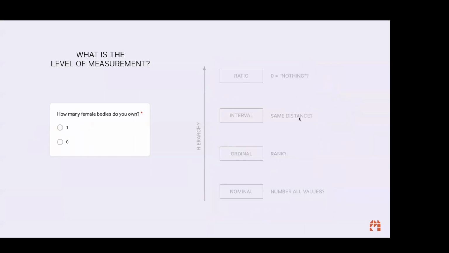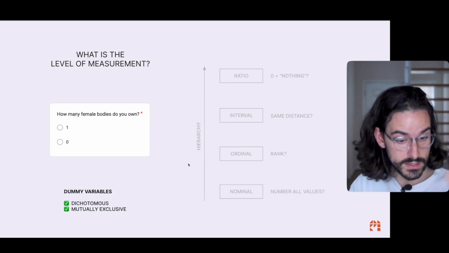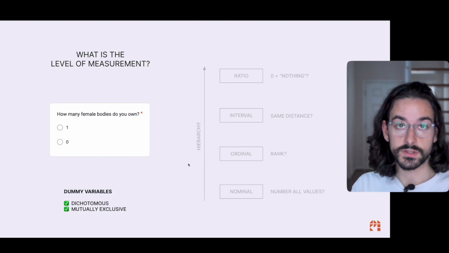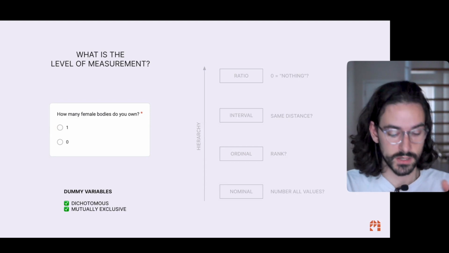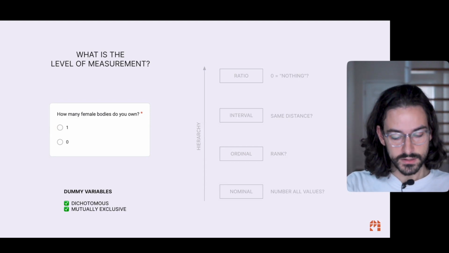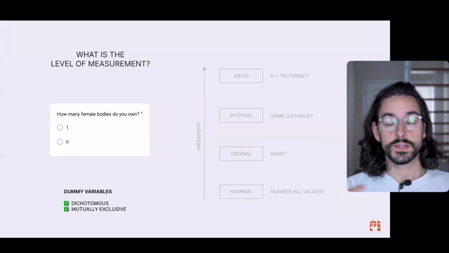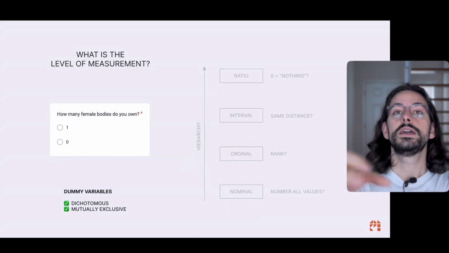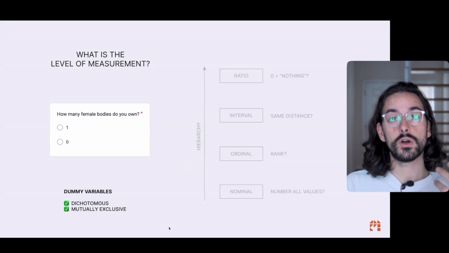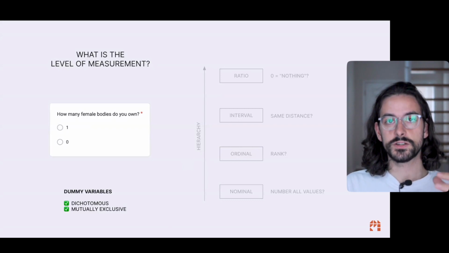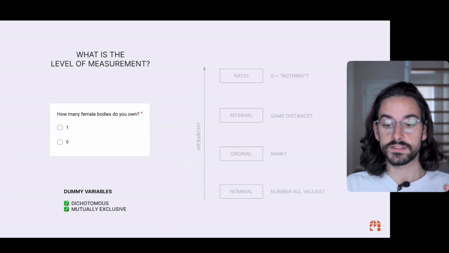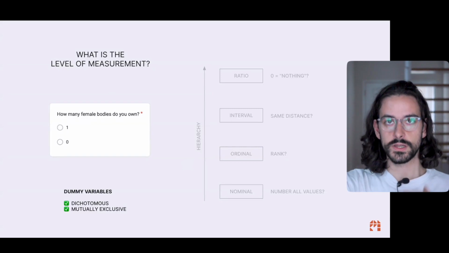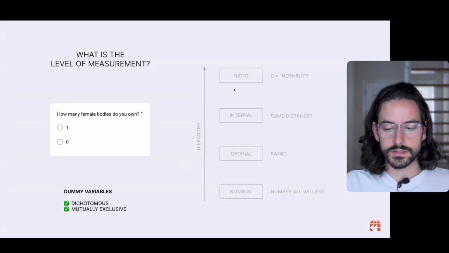The first condition is that it's a dichotomous variable that has only two options, right? So it's only either male or female. And another condition is that they're mutually exclusive. So if you are male, you automatically are not female, and vice versa, right? So these are what we call dummy variables. It's a situation in which you convert a variable that's not ratio into ratio level. Usually we do that from nominal to ratio level.